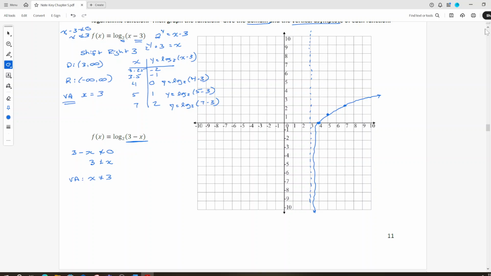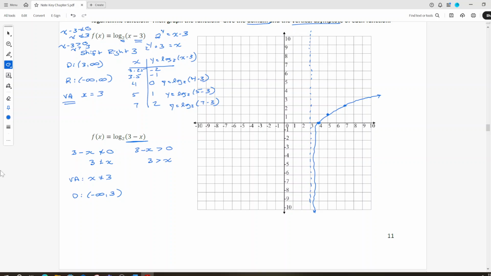But what about my domain? My domain comes, just like this one, from the fact that I had to take the log of a positive number. So for my domain, the x minus 3 had to be greater than 0. x had to be greater than 3. Huh, interesting. So I didn't even really need to graph it to know this. For this one, I would say that 3 minus x also has to be greater than 0. I can't take the log of a negative number. So if I add x to both sides, I end up with x has to be less than 3. So the domain is x less than 3, so it's going from 3 to negative infinity.